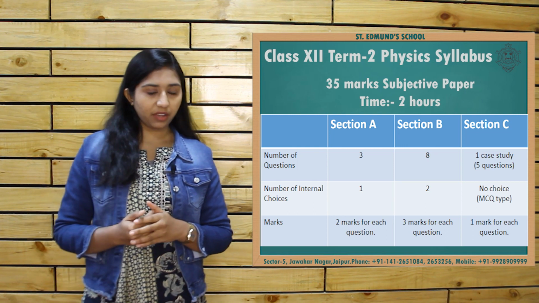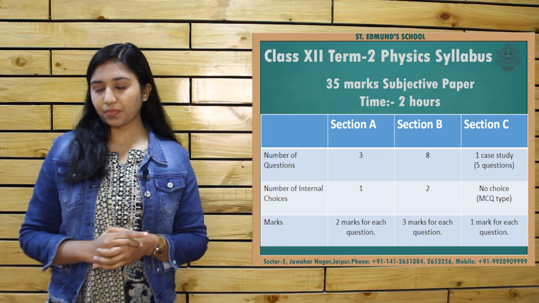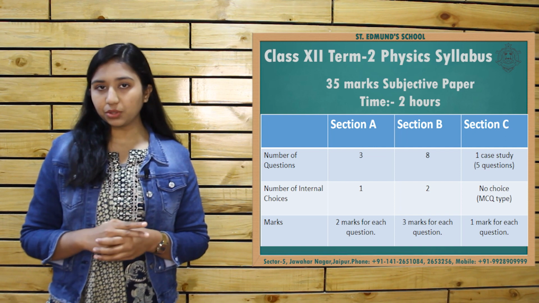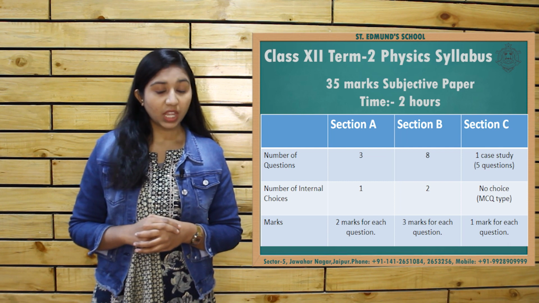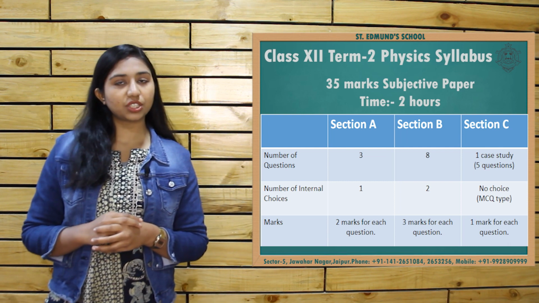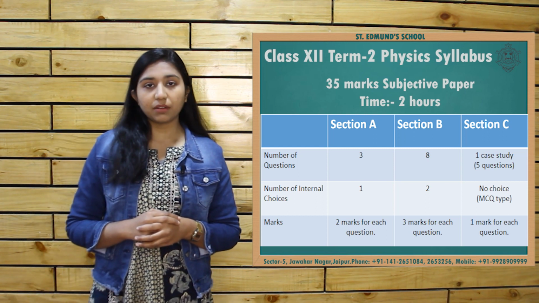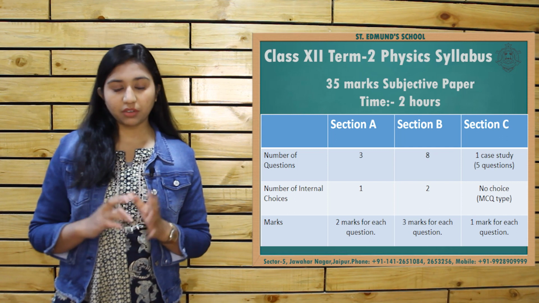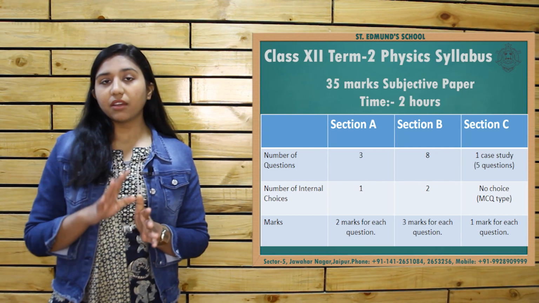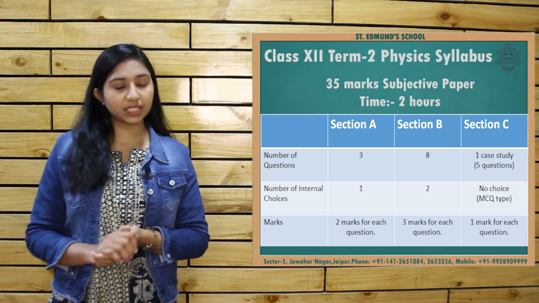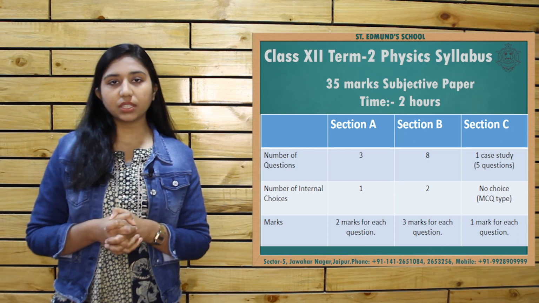In section A, we have 3 questions carrying 2 marks each and there is 1 internal choice. In section B, there are 8 questions carrying 3 marks each and we have 2 internal choices. So these 2 sections, section A and section B, are subjective type. The last one, section C, carries MCQ type questions, which are basically case based questions, and you have 1 mark for each question, that is, it's a 5 marks question. So this is your paper pattern for this term.